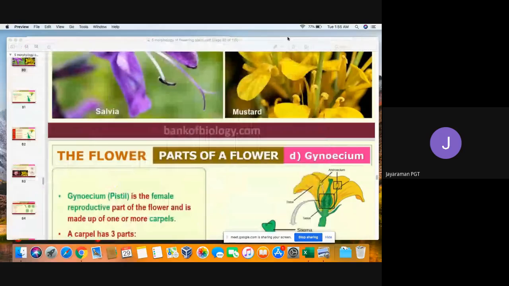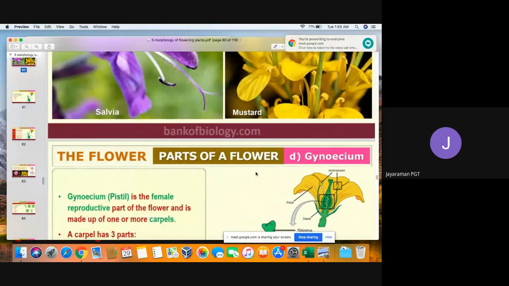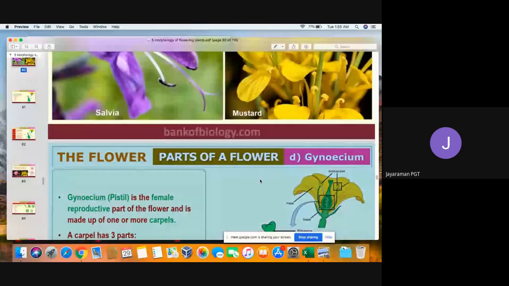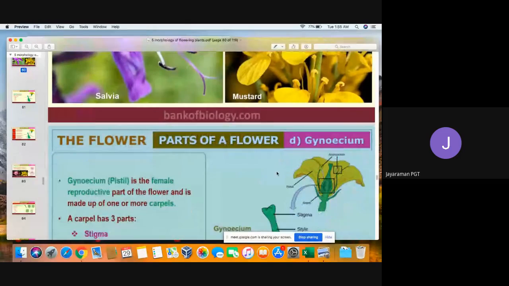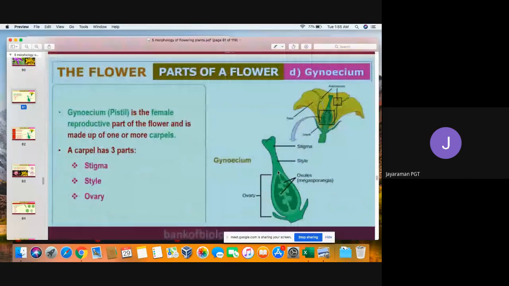Till the last class we discussed the gynoecium; the androecium we have finished. Now we will check the gynoecium part. The gynoecium is the female reproductive part, and it is made up of pistils, also called carpels. The many parts of the gynoecium are called carpels. Each carpel is made up of stigma, style and ovary, which we discussed.